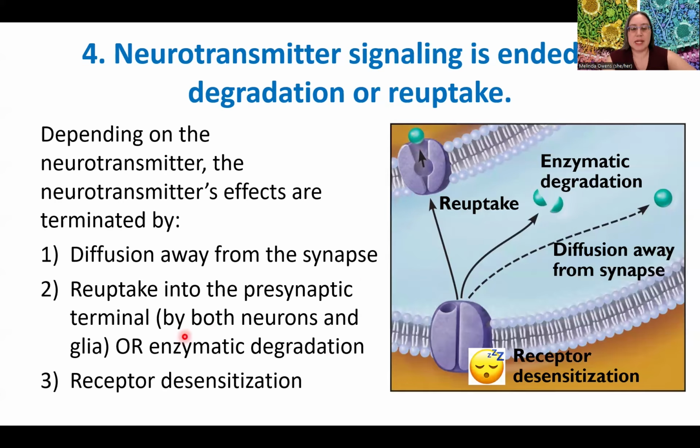Or you can have enzymatic degradation. For these other neurotransmitters, there usually are enzymes that hang out in the cleft or sometimes on the extracellular side of the membranes, and they will go and chop up the neurotransmitter. Sometimes you uptake the pieces and reuse them, and sometimes you just let it go. And then finally, a final mechanism is receptor desensitization. This is true of all neurotransmitter receptors. They have the ability to desensitize, and that also stops signaling. And I'll talk more about that.